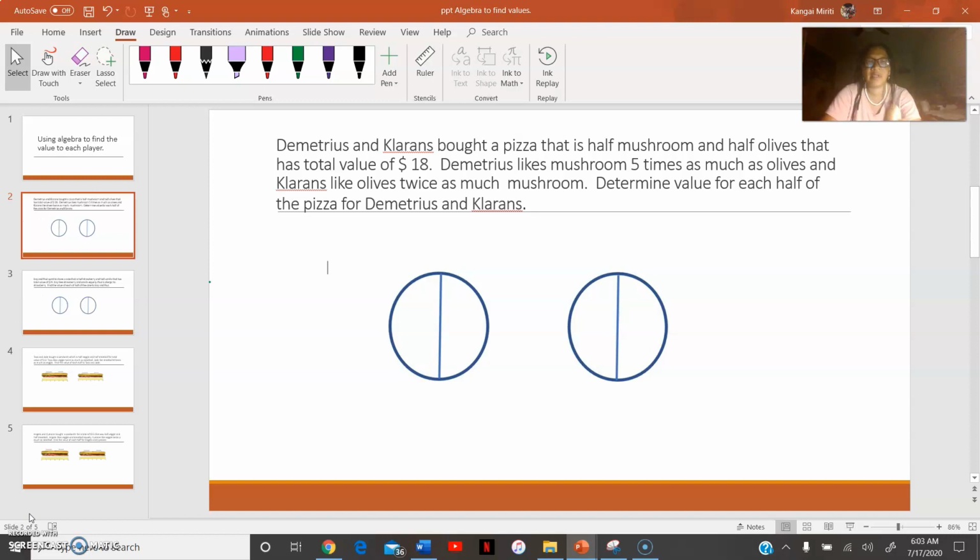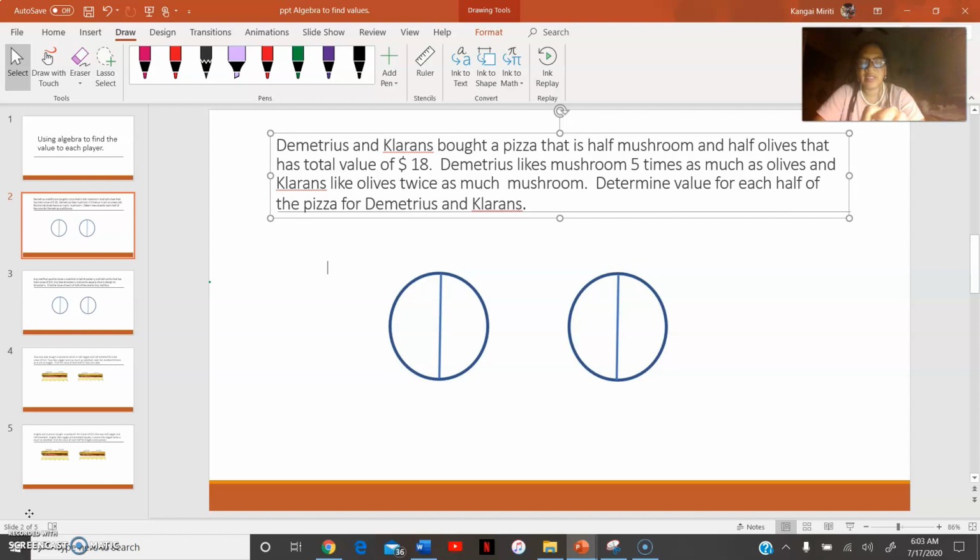Demetrius and Clarence bought a pizza that is half mushroom and half olives that has a total value of $18. Demetrius likes mushroom 5 times as much as olives, and Clarence likes olives twice as much as mushroom. Determine the value for each half of the pizza for Demetrius and Clarence.